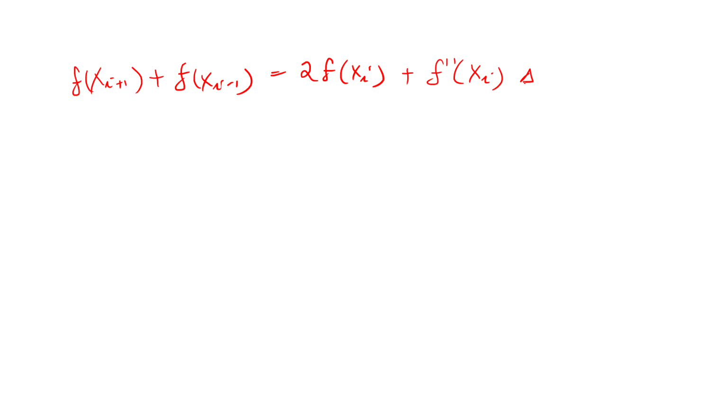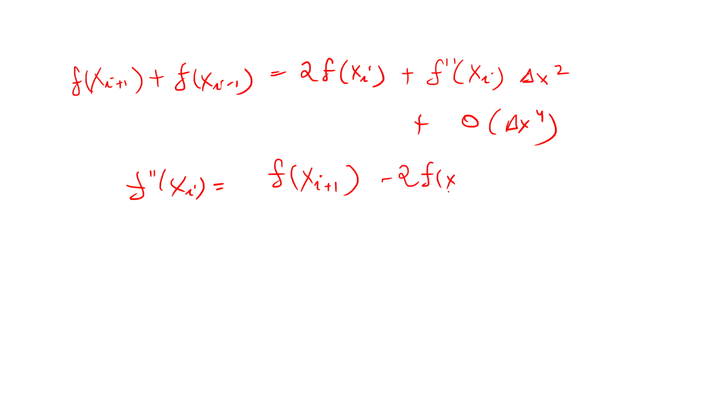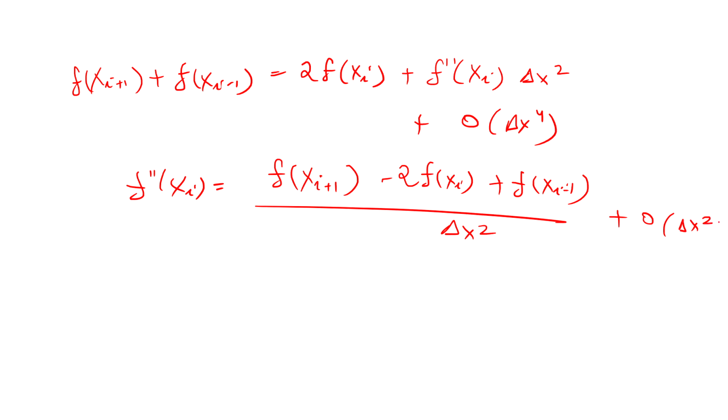So that will essentially give me f of xi plus 1 plus f of xi minus 1 equal to 2f of xi plus f double prime xi delta x square plus order of delta x power 4. So what I got, f double prime xi equal to nothing but f of xi plus 1 minus 2f of xi plus f of xi minus 1 divided by delta x square, and order of error is delta x square.